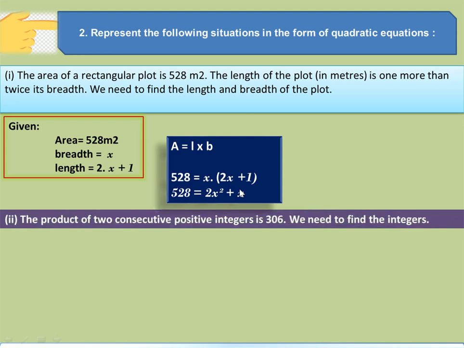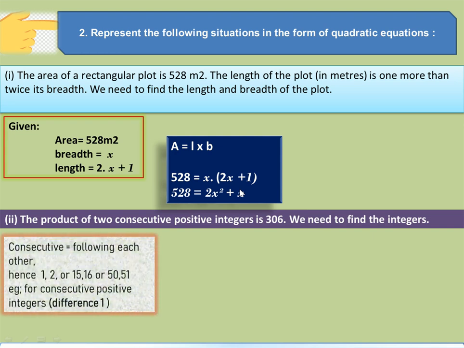The product of two consecutive positive integers is 306. We need to find the integers. Okay, then what is given here? Consecutive. Then what do you mean by consecutive? Consecutive means following each other, continuous. For example, 1, 2, the difference is 1, and 15, 16, the difference is 1, and here 50, 51.